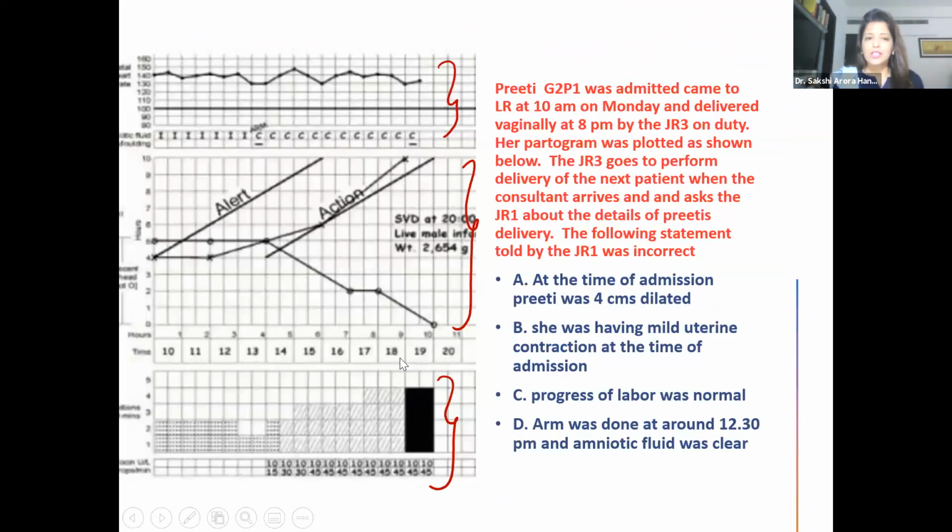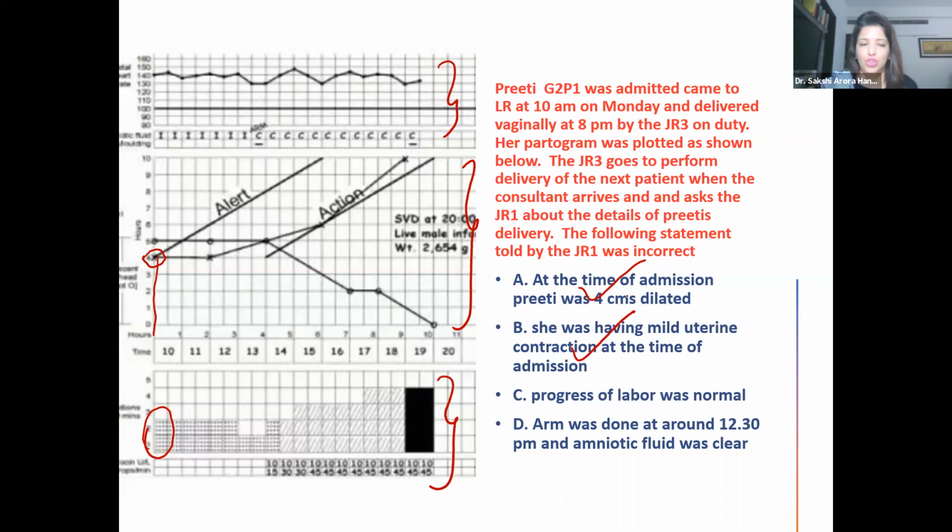Now, in this partogram, what you are seeing is that the patient came to you when she was 4 centimeters dilated and it has been marked with an X. And at that time, she came at 10 o'clock, right? So at the time of admission, Preeti was 4 centimeters dilated. This statement is correct. When she came, she was having 2 contractions which are marked by dots. There were 2 contractions in 10 minutes, and dots means that they were mild uterine contractions. So this is also correct.